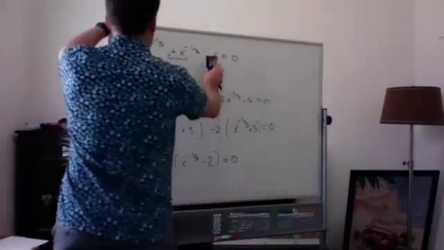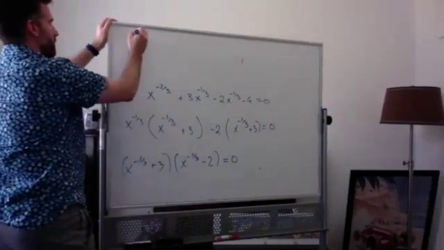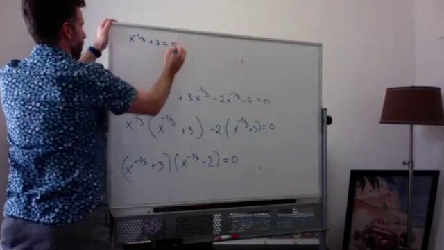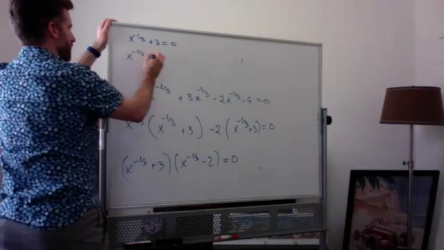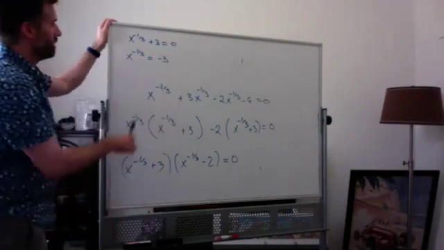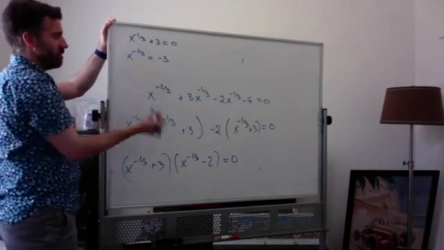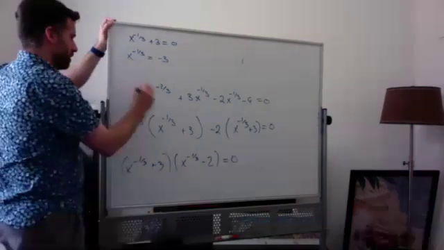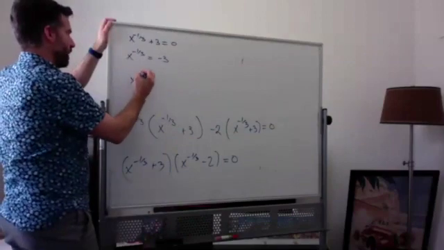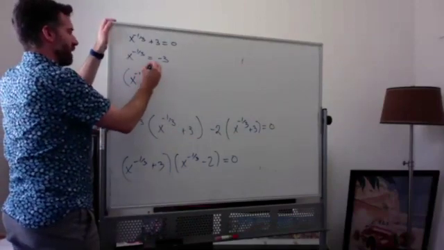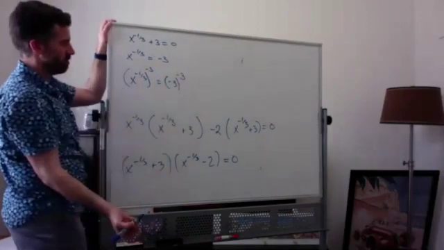I'm going to erase it here to give myself a little more room. So setting this right factor equal to 0, x to the negative 1/3 plus 3 equals 0 means I'm getting x to the negative 1/3 equal to negative 3. And then to solve for x, I'm going to raise both sides to the reciprocal power. So I'm going to raise both sides to the negative 3rd power. So I'm going to have x to the negative 1/3 to the negative 3rd equal to negative 3 to the negative 3rd.